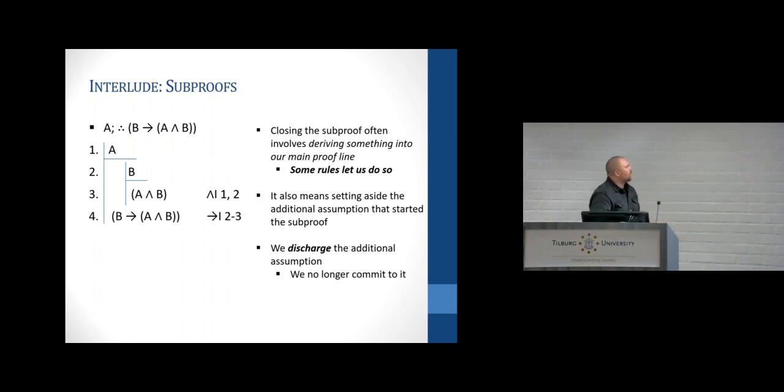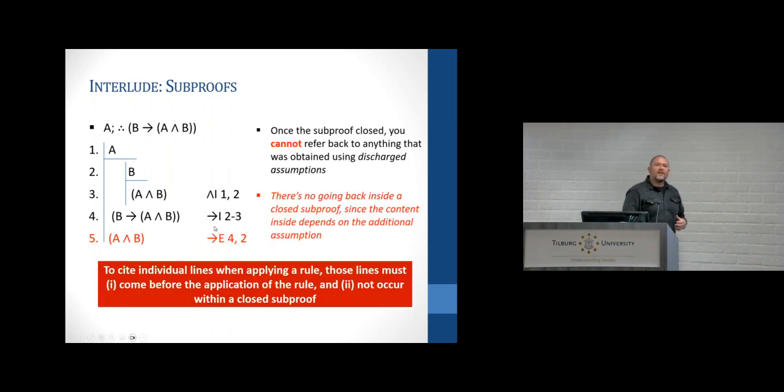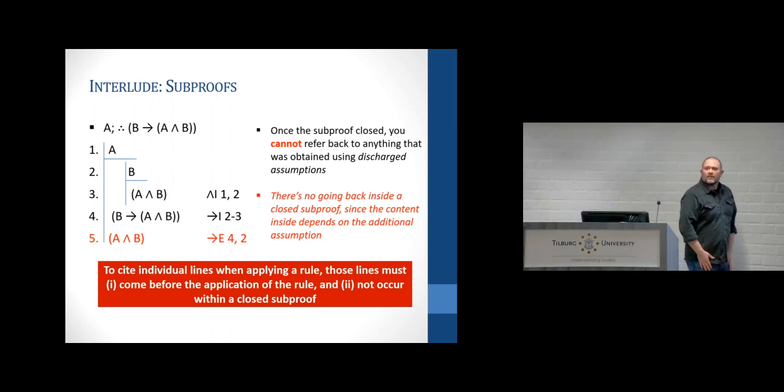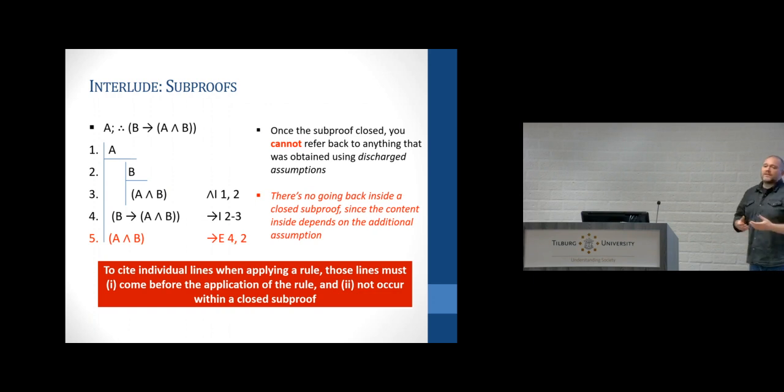Now again, to stress, we can cite the whole subproof, as we do in line 4. What we cannot do is cite any individual line. The individual lines that are in the subproof are gone. There's no going back to them because they rely upon content that when we close the subproof, we don't take on anymore. In this case, the additional assumption we started with.